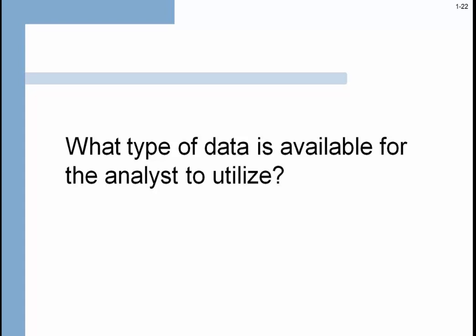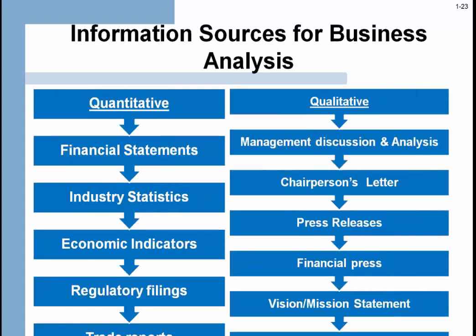What type of data is available to utilize to do analysis? Well, you can break the data down into two categories: quantitative and qualitative. Quantitative is stuff that you're going to see on the financial statements, for example. Quantitative, for those of you that struggle with this a little bit, because I did, quantitative are numbers. Qualitative are just facts and data that really don't have numbers associated with them. So let's start first with the quantitative.